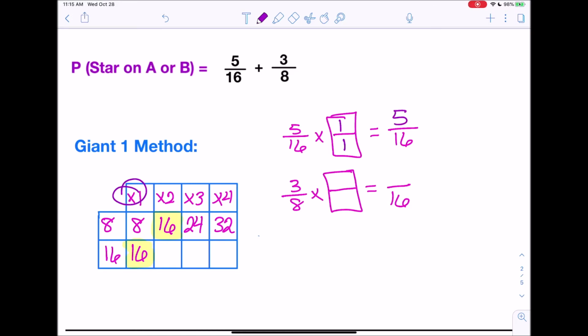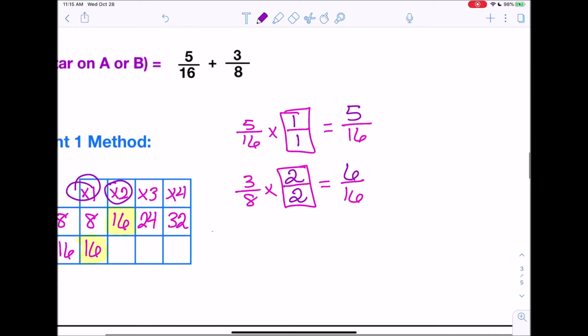For 8, what times 8 gave us 16? Well, 8 times 2, so that means 2 goes on the bottom of our giant 1. And if 2's on the bottom, that means 2 needs to be the number on top as well because giant 1 has to equal 1. And 2 divided by 2 is 1. 3 times 2 is 6. So now I have my two new fractions.